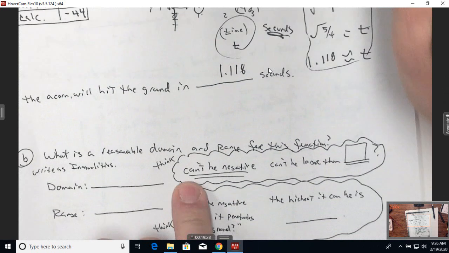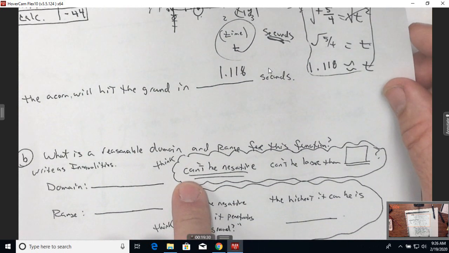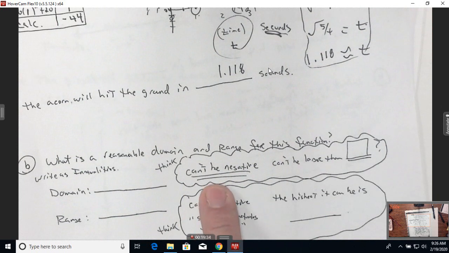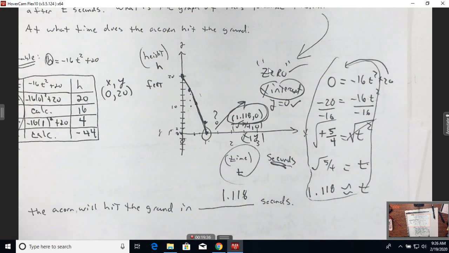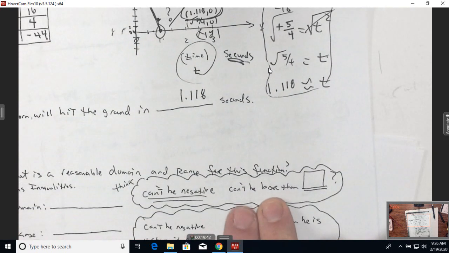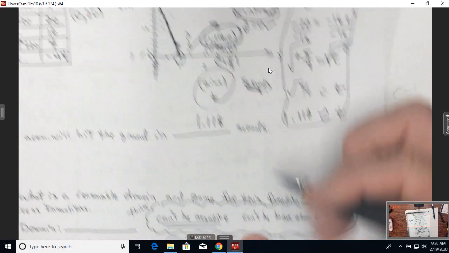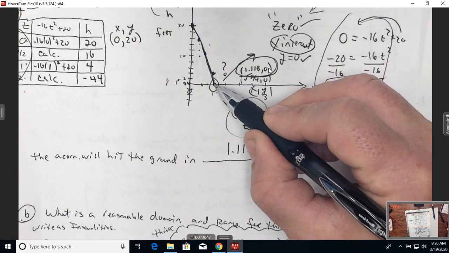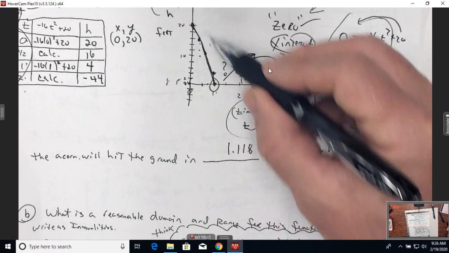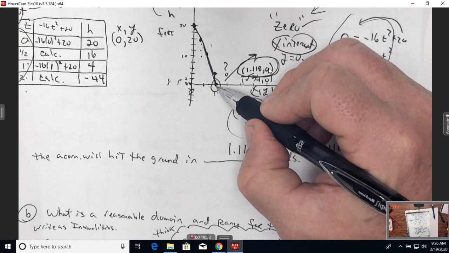Okay? Now, these can't be negative. Why can't they be negative? Because we're not going back in time. We're looking for when we initially let go, start the timer until it hits the ground. Right? And also, the time cannot be larger than what? It can't be larger than when it hits the ground, because once it hits the ground, the time stops.